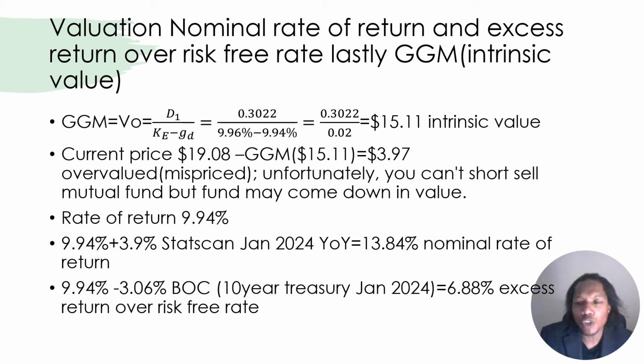This dictates what the current price of the stock should be, $15.11. Current price, $19.08, and the mispricing of $3.97. Rate of return, 9.94%. Canada nominal rate of return, 13.84%. And lastly, a 6.88% excess return over the risk-free rate.